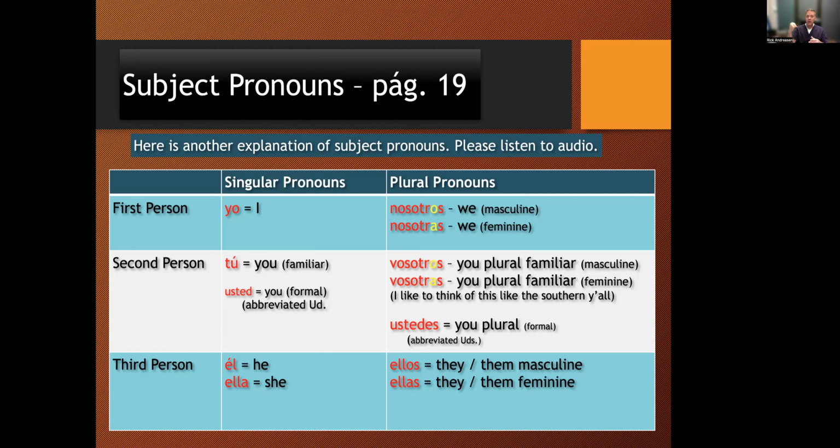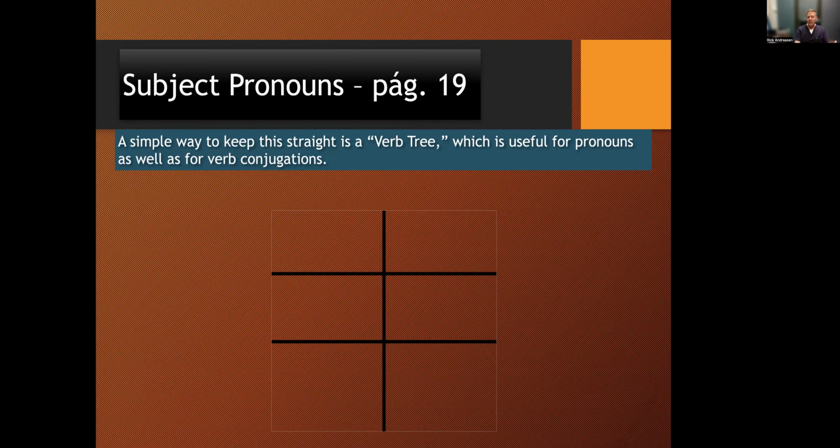Let me show you something that works for me. This is called a verb tree. It's just a graph with 6 boxes. In fact, I just drew a table and highlighted only the grids that are on the intersection. But this is a verb tree. And let me show you how this works. It's useful for verb conjugations, which we'll get to in just a second, as well as for these different pronouns.